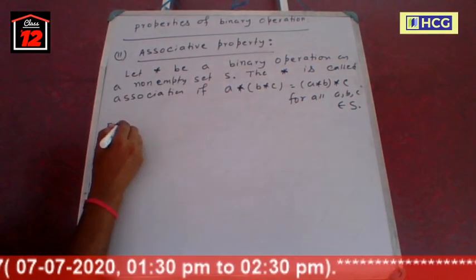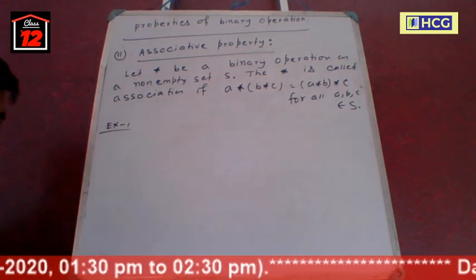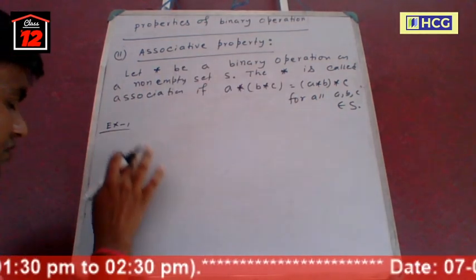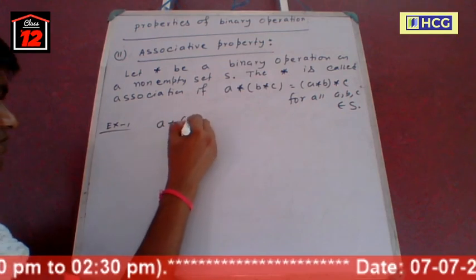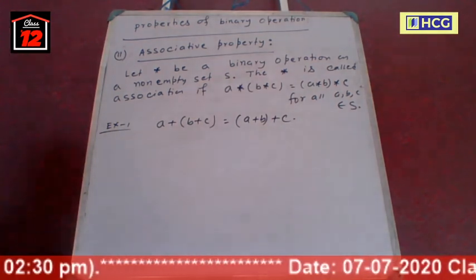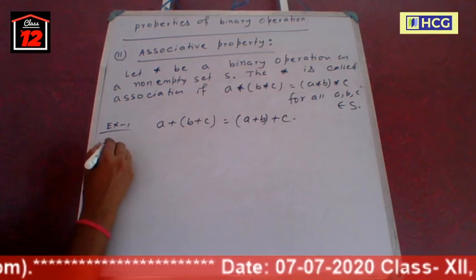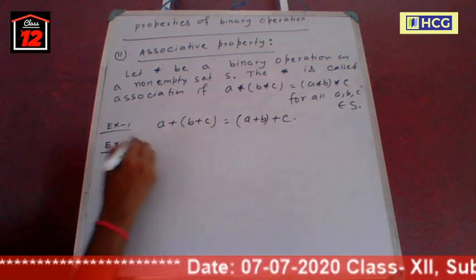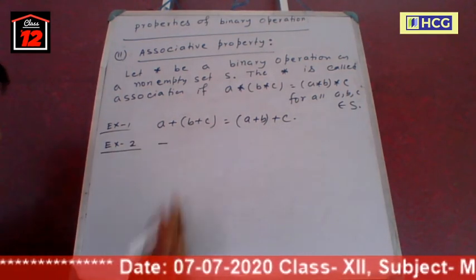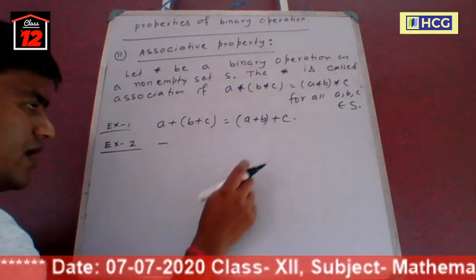Now example: the usual addition over the set of all integers is associative because (a plus b) plus c is equal to a plus (b plus c). So the usual addition over the set of all integers is associative. Now example 2: the usual subtraction. At first we check that usual subtraction is a binary operation on Z.